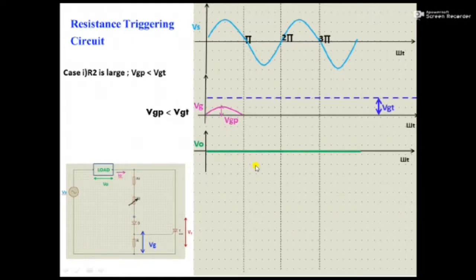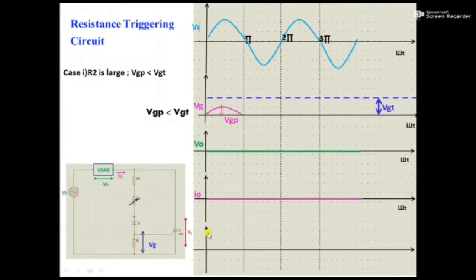Again, same will be for load current I0. Load current I0 will be a very small value and it will be taken as 0. So you see here in pink color, the current is also 0. And the voltage across the thyristor, which is Vt, this is Vt with respect to omega t.